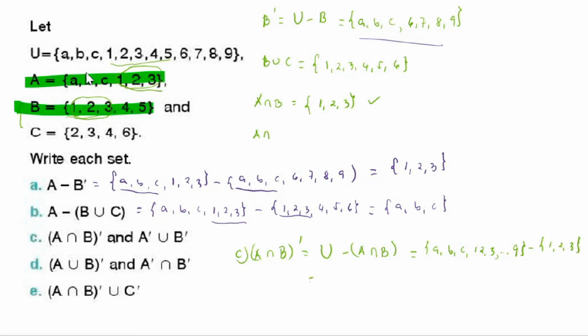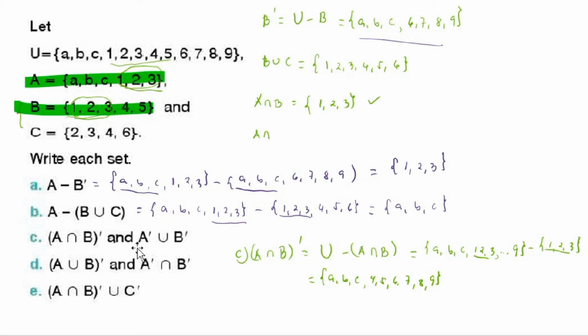So we have 1, 2, 3 cancelled, but we also have 4 up to 9 remaining, as well as the A, B, and C. So therefore, the complement of A intersection B has the elements A, B, C, and then, since I shortcut it here, 1, 2, 3 is cancelled, but I still have the numbers from 4 up to 9. So 4, 5, 6, 7, 8, 9. So that's for letter C.